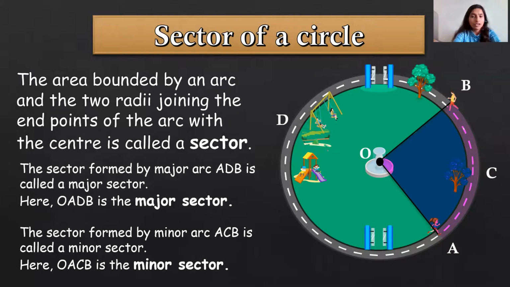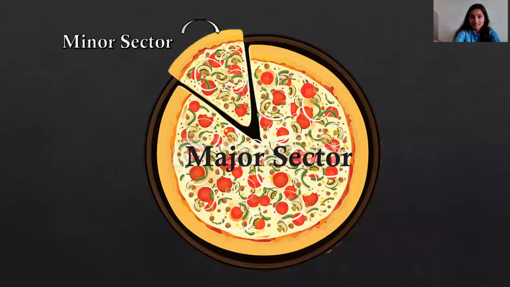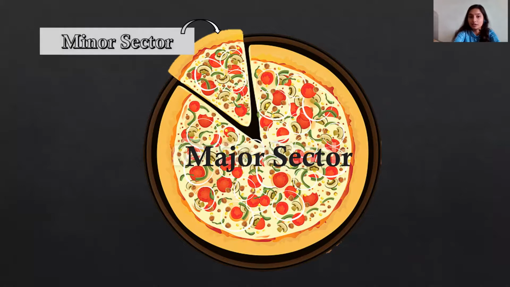If we have understood this, can you think of another example of a sector? I have an example, which is of a pizza. Here, a particular slice of a pizza can be called the minor sector, and the remaining portion of the pizza will be called the major sector.